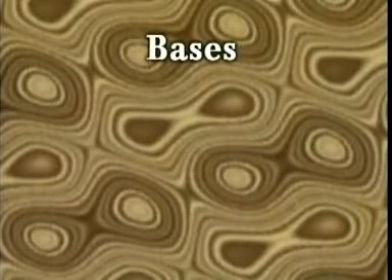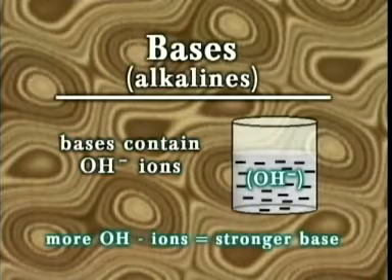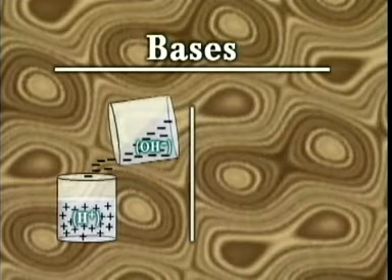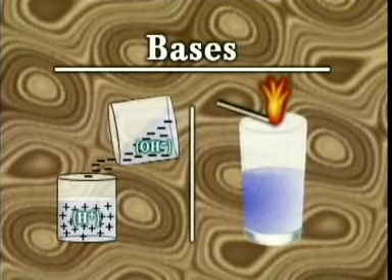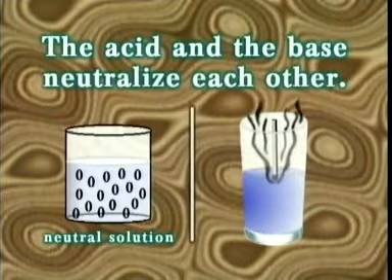Bases are also known as alkalines. Basic solutions have a lot of negative hydroxide ions. The more negative hydroxide ions, the stronger the base. When an acid's positive hydrogen ions meet a base's negative hydroxide ions, it's like fire meeting water. Poof! The energy gets neutralized. The acid and the base neutralize each other.